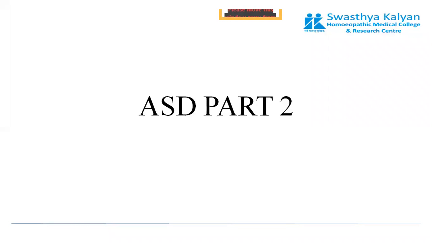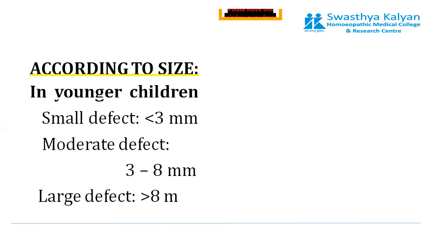Welcome to the second part of atrial septal defect. Now we have this classification based on the size of the defect. Small defects are categorized if they have the size less than 3 mm, moderate are from 3 to 8 mm, whereas large defects are more than 8 mm.